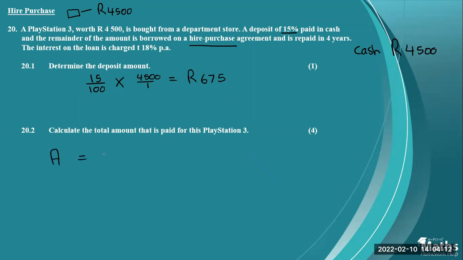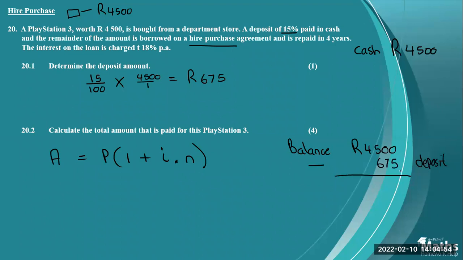So let's just start off with the formula. What we need to work out is the balance, meaning the PlayStation that you're going to buy is 4,500, but you went to the shop owner and you paid a deposit. So we're going to minus the deposit. Because the guys aren't stupid. If you want to buy something, they're going to have a hold on you. So you have to pay them something. You're going to pay them 675, and they've got all your details. They would know where you stay, all of that.